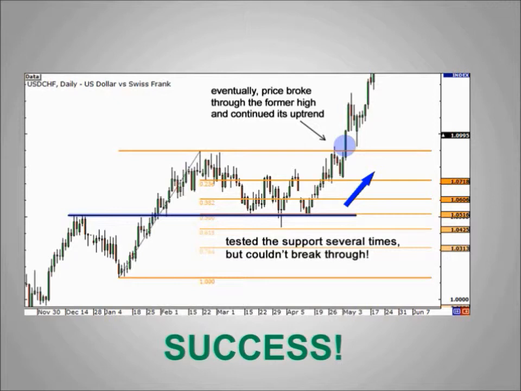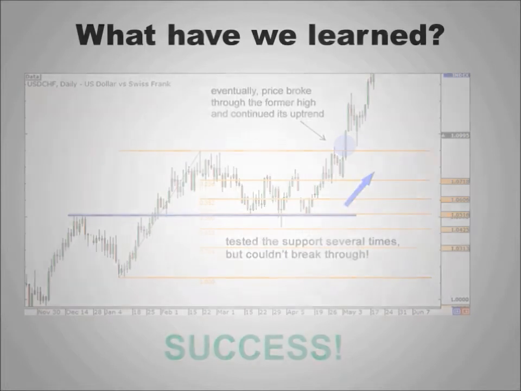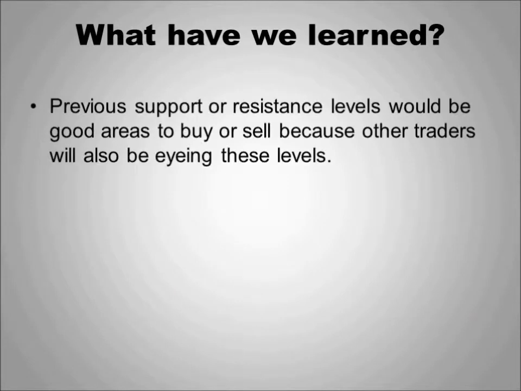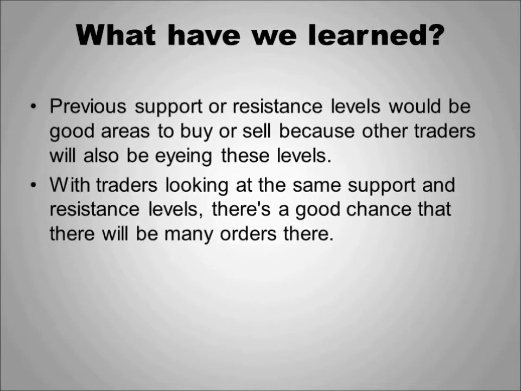However, the buyers saw that the sellers were gaining momentum, so they immediately stepped into the market and took offense and pushed the market upward. So, if we decided to go long at the 50% line, we would have made a serious profit. Now, what have we learned from that situation? We've learned that previous support and resistance levels would be good areas to buy and sell because other traders are eyeing these levels. Now this is an example of sentiment analysis.